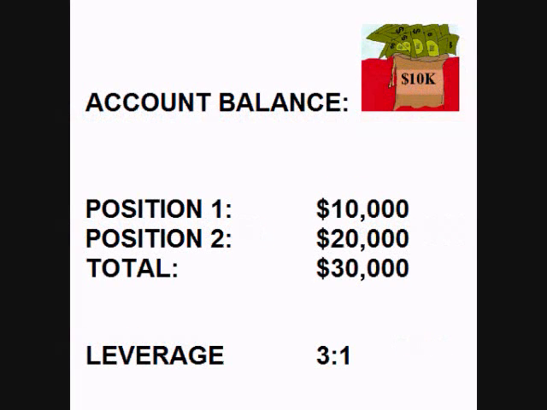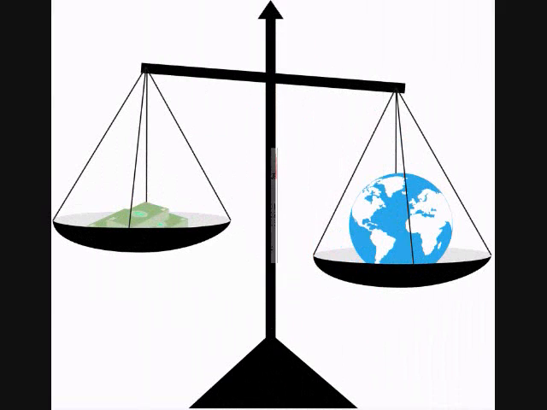Leverage is always the total position size of all positions versus the account balance. So let's say a trader decided to buy 1 lot on one currency, like for instance the euro-dollar pair, and 2 lots on another currency, for instance the dollar-yen pair. They would still have a total position size of $30,000 of 3 mini lots versus a $10,000 account, so their leverage would be 3 to 1.